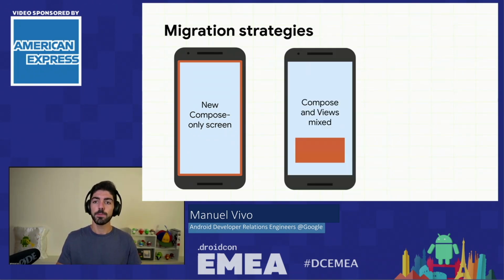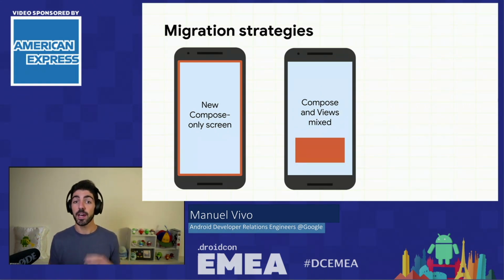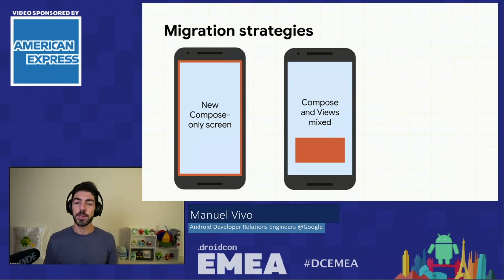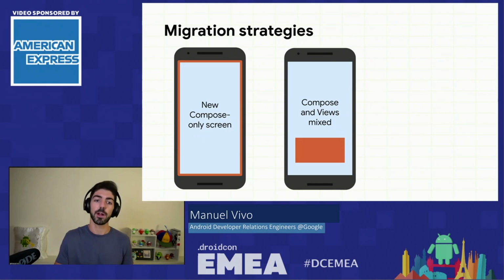But another option is that you can perform a gradual migration by having some parts in Compose and others in the view system. For example, imagine that you have a RecyclerView that you want to migrate to a LazyColumn in Compose, or the other way around. You have a Compose screen and you want to reuse your custom view or any other view that is not available in Compose at the moment, for example, a map or a web view.